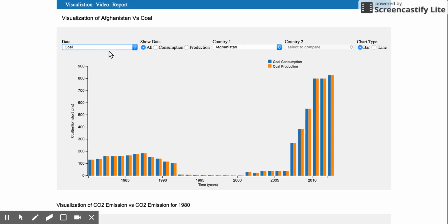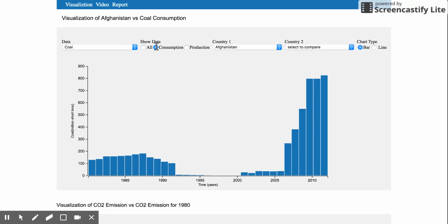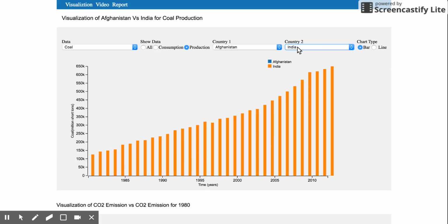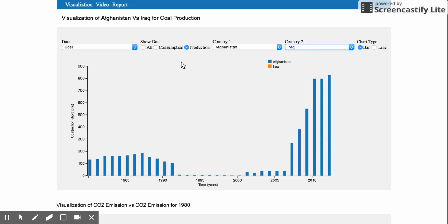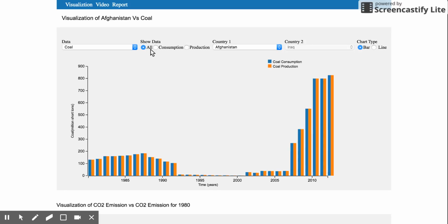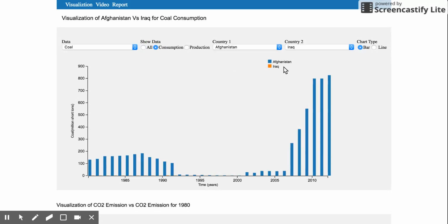Now, for this energy, we can actually see the production and the consumption. The orange one is the production. So you see, they are equally consuming and producing coal, and we can separate consumption and production here. Now we can compare Afghanistan with, let's say, India. Here's India. Oh, there's a lot of difference. Let's compare with another country, Iraq. Okay, sorry, consumption with Iraq.